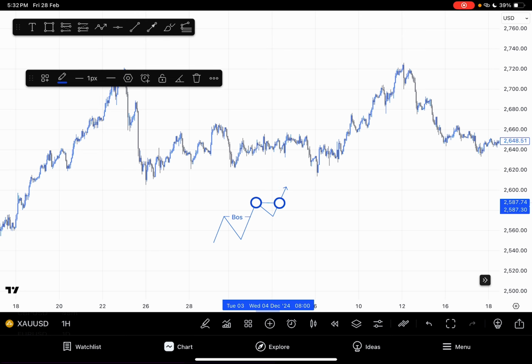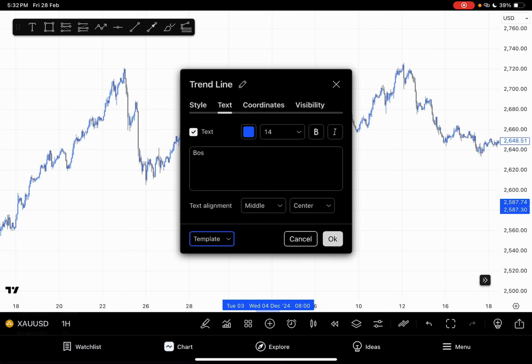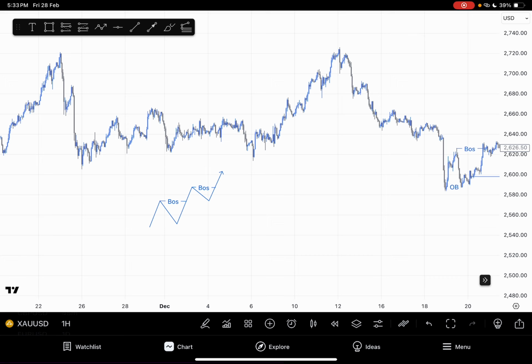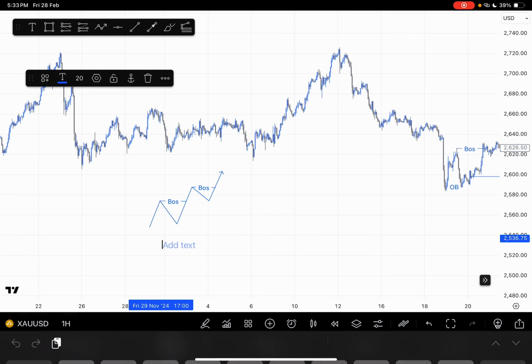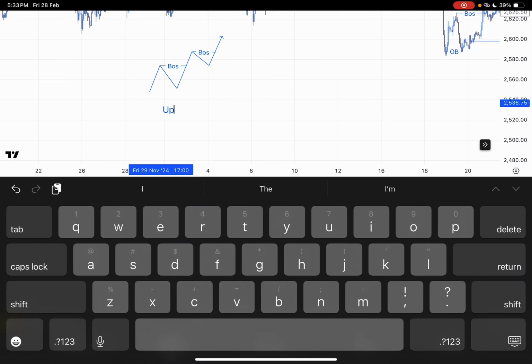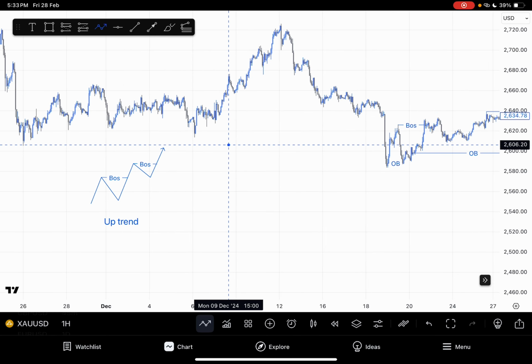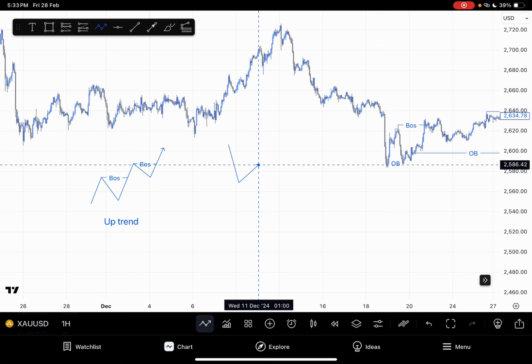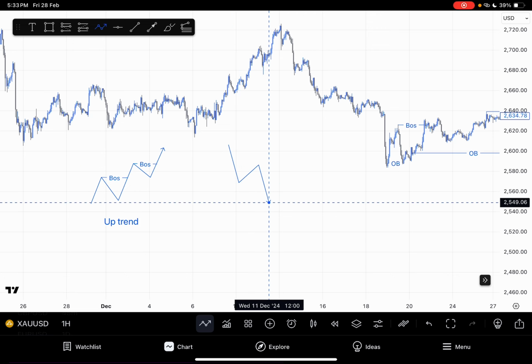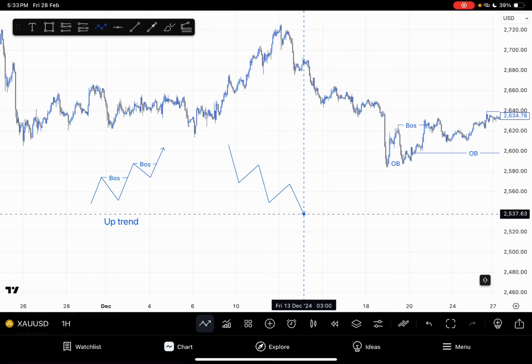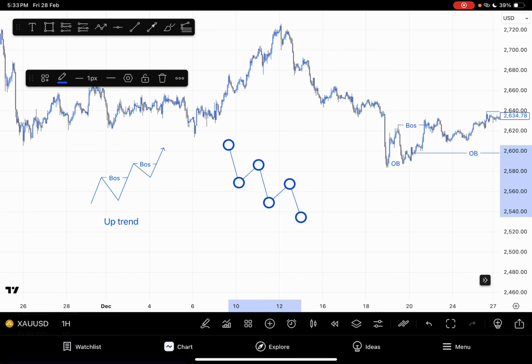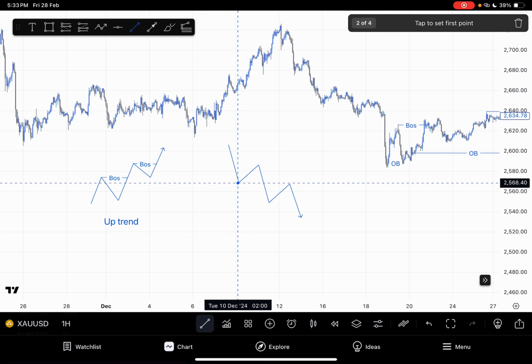This is a valid break of structure for an uptrend. Then for a downtrend, this is a valid break of structure. Each time price breaks below the previous low, that's a valid break of structure for a downtrend.